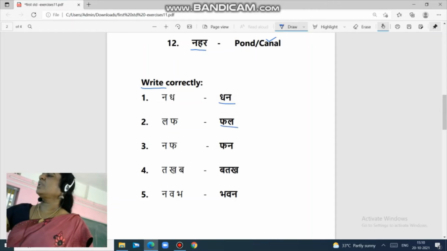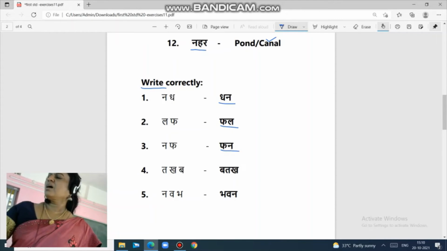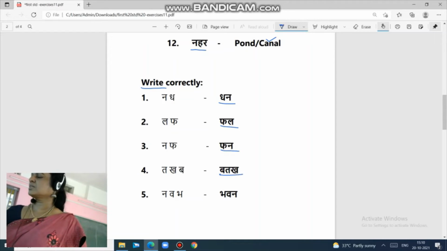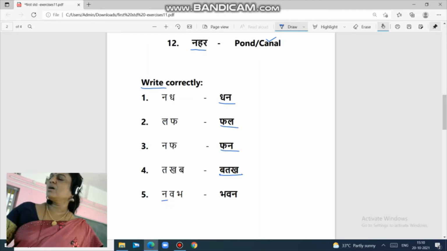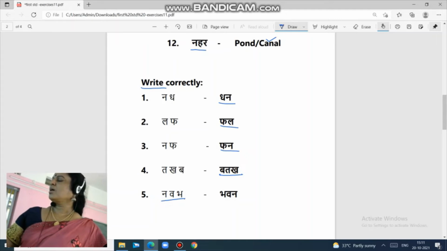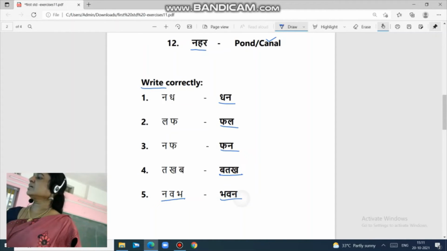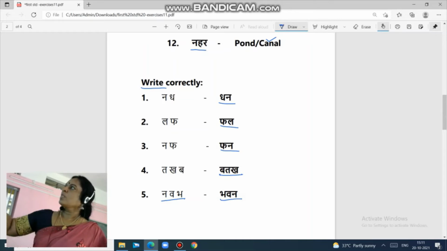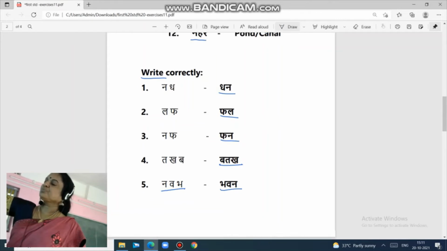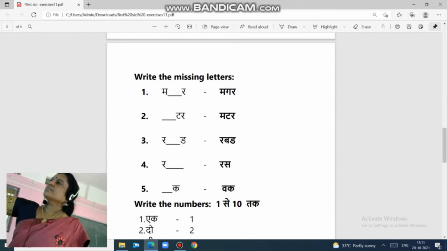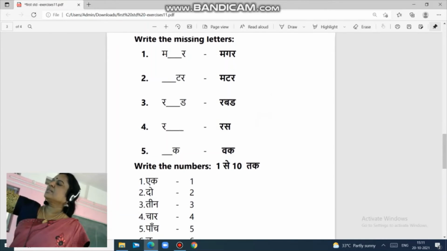Fal. Fun. Batak. Bhavan is the correct answer. Next. Next exercise is write the missing letters.